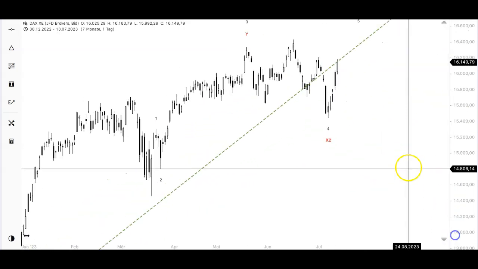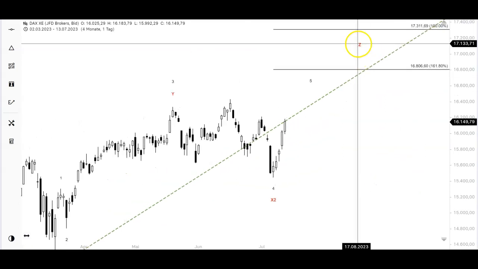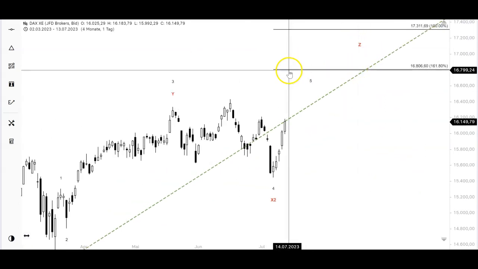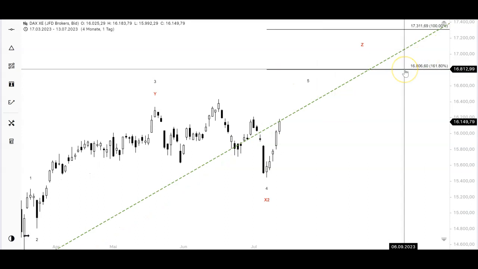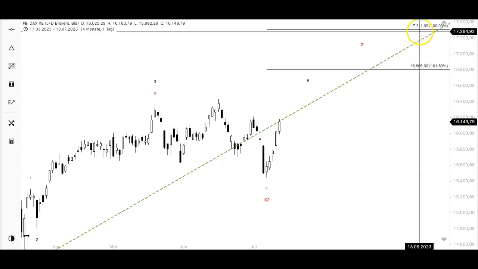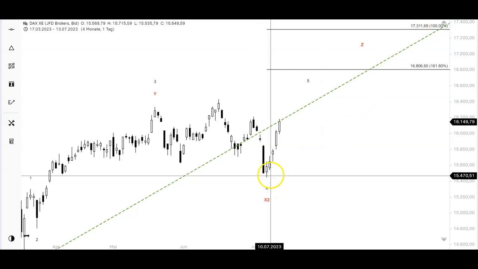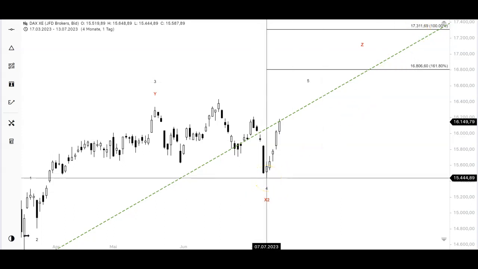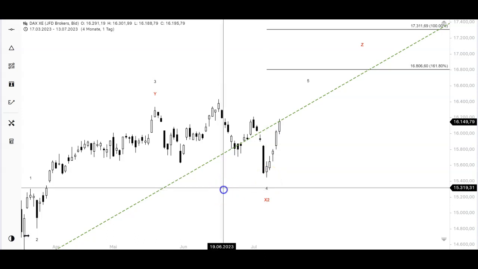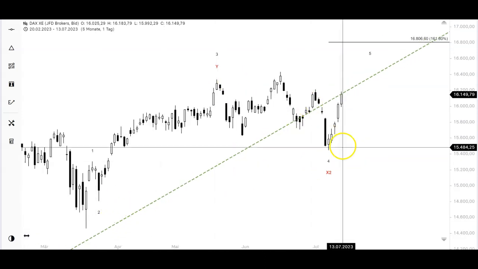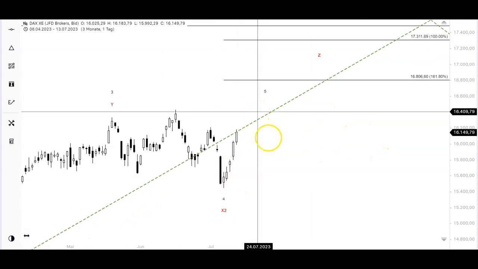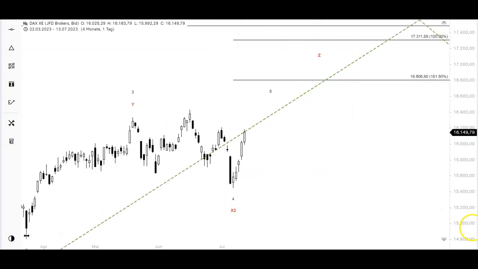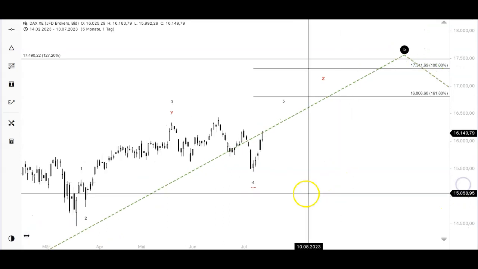So now we are looking for the final leg, that to the upside, and then we got targets somewhere between 16,806 and 17,311, and the most extreme if we duplicate the first wave, which was wave W. And usually, if that thing is a whole correction again, we move up in another three-wave structure as wave Z.